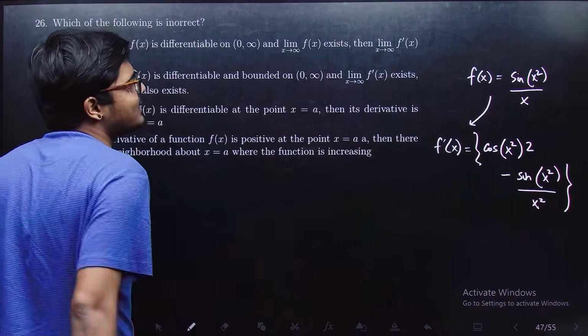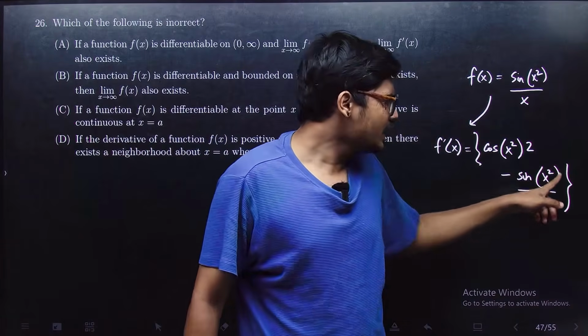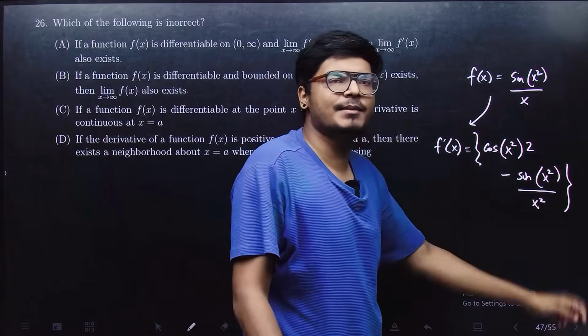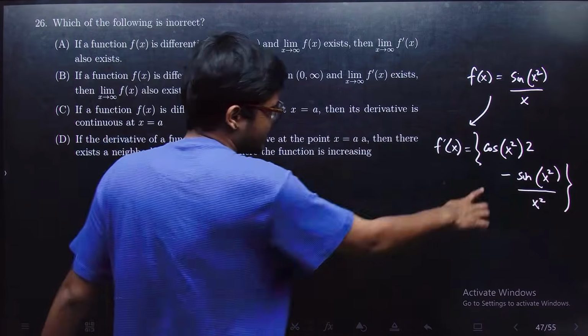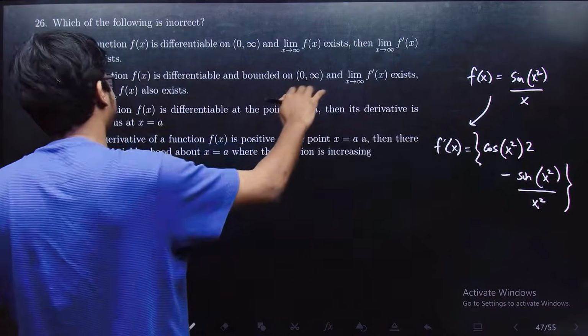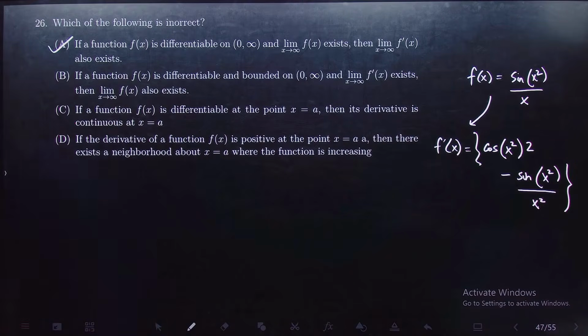Then the question is, does limit x going to infinity f prime x exist? It doesn't, right? Even if this quantity goes to 0, we can't really make any predictions about cos of x squared, because cos is oscillatory. So we can't predict what happens when x goes to infinity. So this is incorrect, right? So which of the following is incorrect? A is incorrect, so you can find one such function, okay?